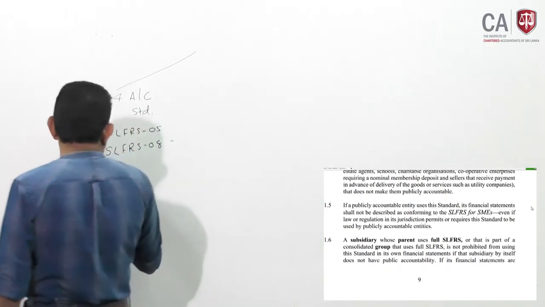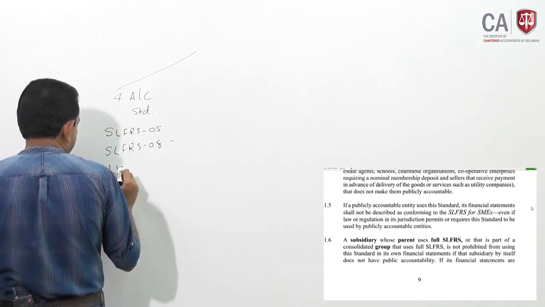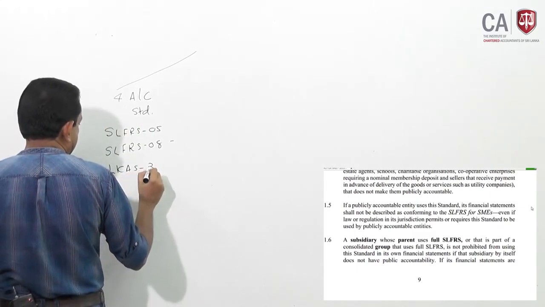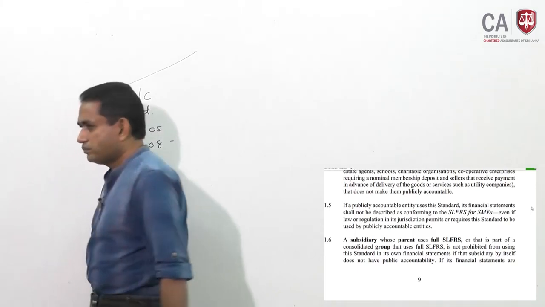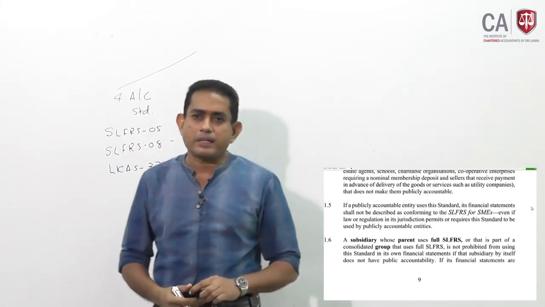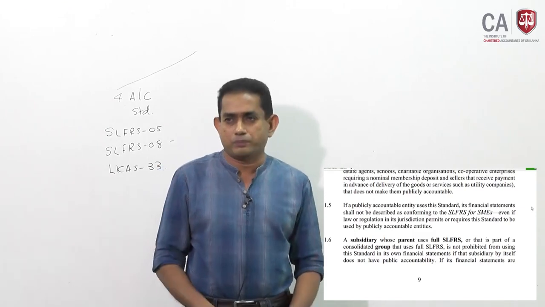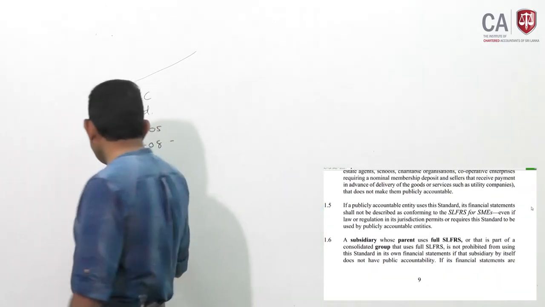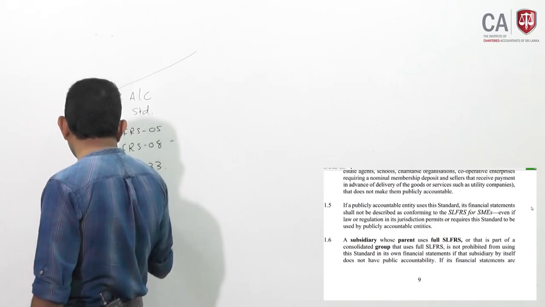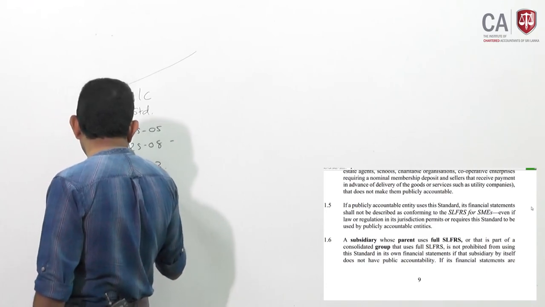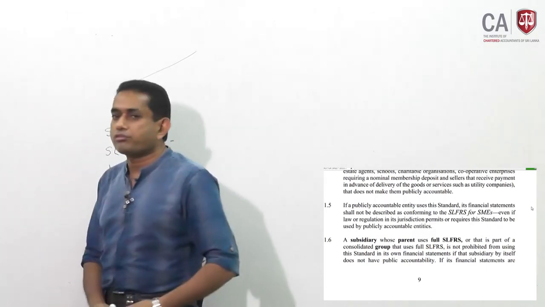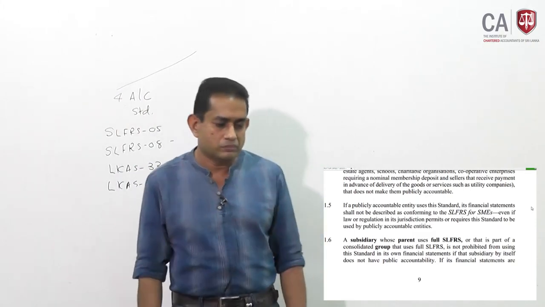Then you need not talk about LKS 33. LKS 33 is what? Earnings per share. So, earnings per share calculations are not required for SMEs. And LKS 34, what is LKS 34? Interim financial reporting is not required for SMEs.